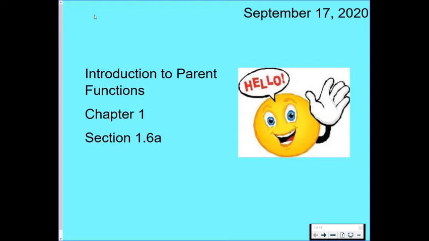Today we're going to continue talking about functions, but now we're going to actually get into more graphing concepts. So today we're going to introduce parent functions. This is Chapter 1, Section 1.6a.